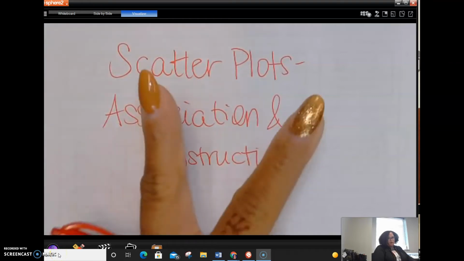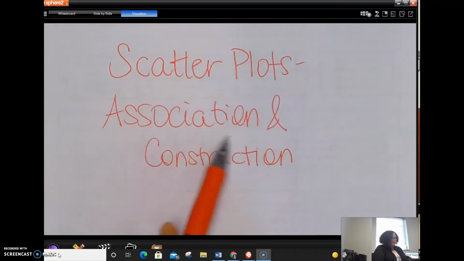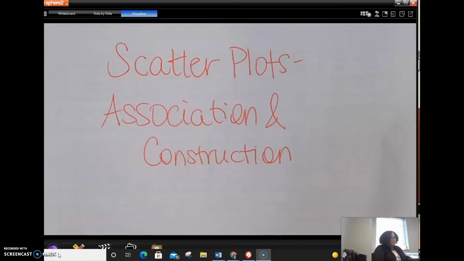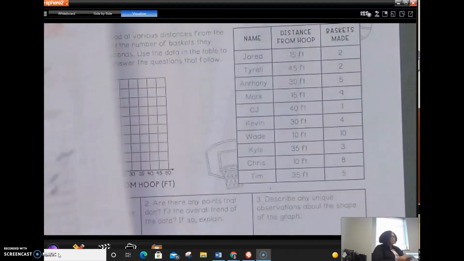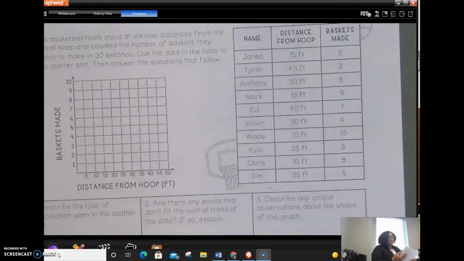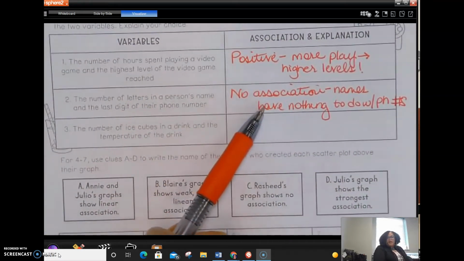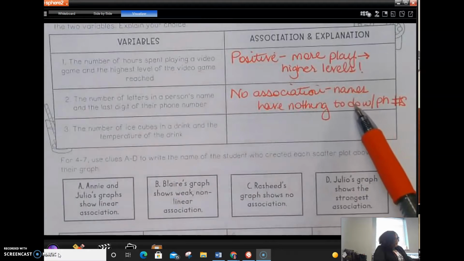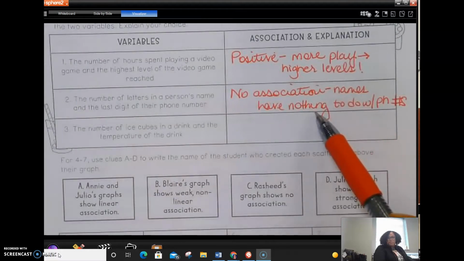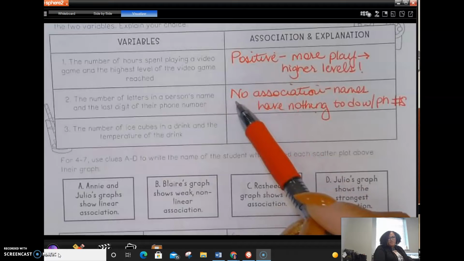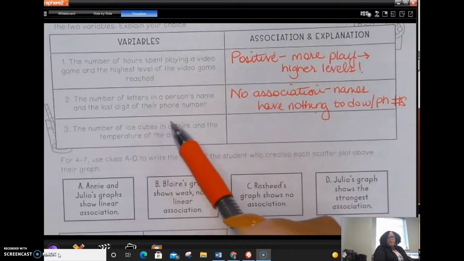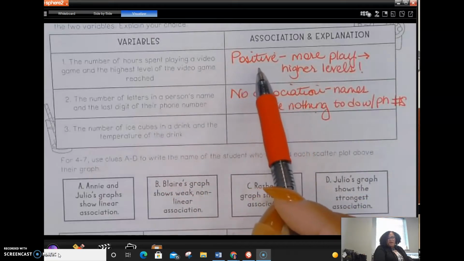All right, y'all, we're back with part 2 of scatter plots, association and construction. So I got cut off on my last video, but we were talking about what type of association was here, and how this answer is correct or not correct, or if there is a positive association and no association, and explaining in detail why, not how it is or isn't.